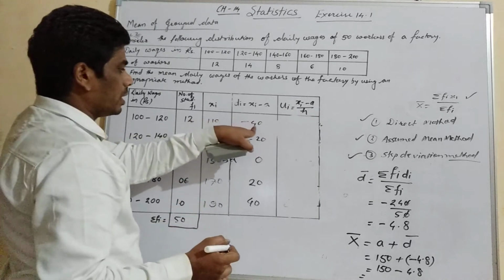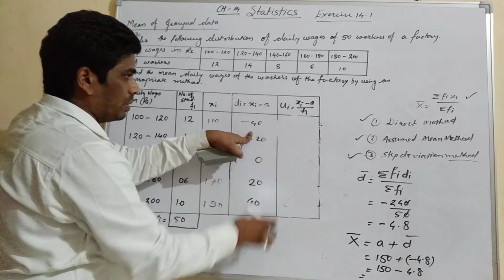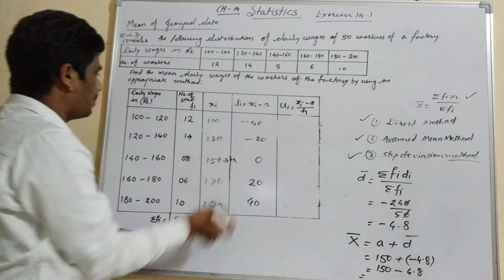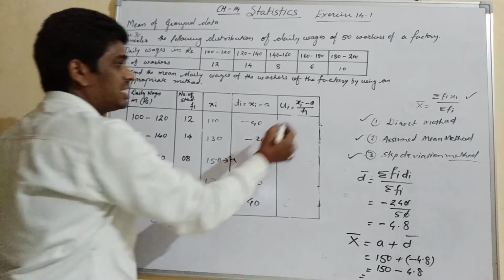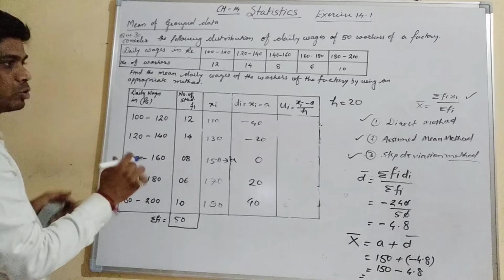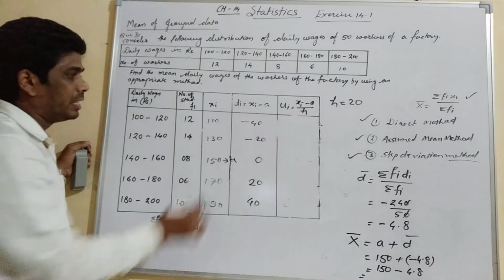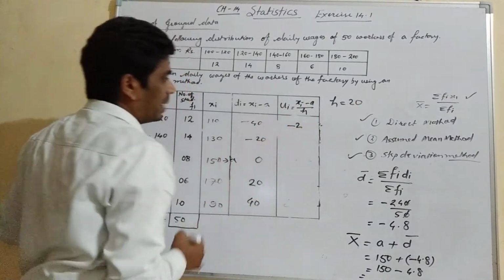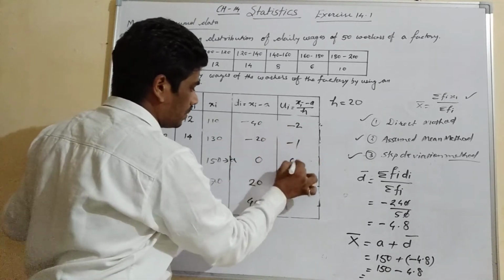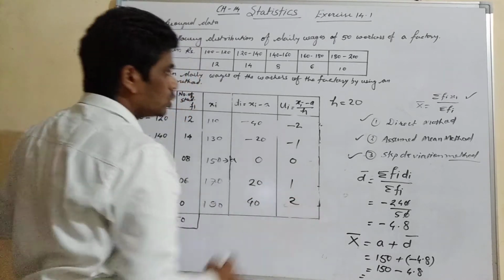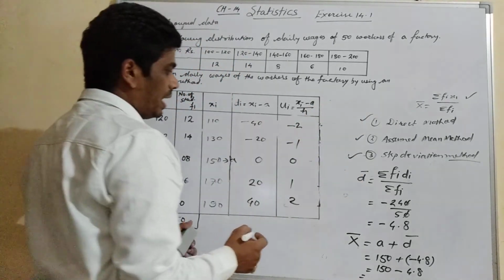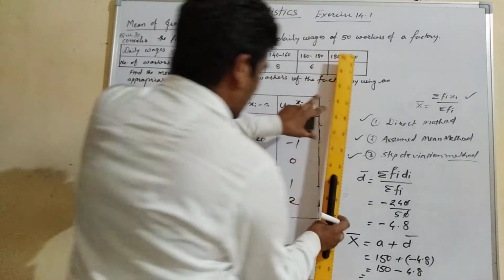So here we will divide this di, xi minus a means di. So di we got, we have to divide by which one? By h, which is 20. h is equal to 20 here, because the difference is 20 everywhere. So we will divide everywhere by 20. So it will be minus 20 upon 20, minus 2. We will divide minus 20 upon 20, so it will be minus 1. This will be 0, this will be 1, this will be 2. So you got ui. Okay. Now here one more column we will make, that is ui into fi.